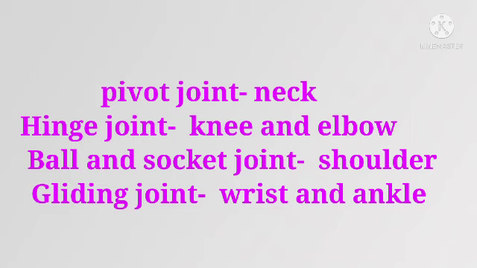And ball and socket joint is found on our shoulder. So the joint in our shoulder is called ball and socket joint. Then gliding joints can be found on our wrist and ankle. So the joint in our wrist and ankle is called gliding joint. So these are the four main types of movable joint: pivot joint, hinge joint, ball and socket joint, and gliding joint.